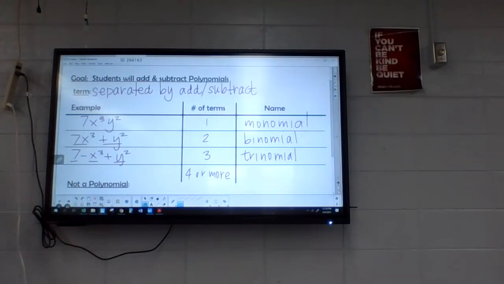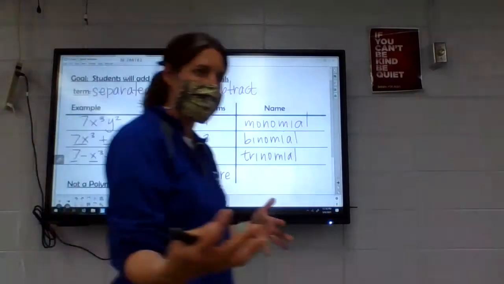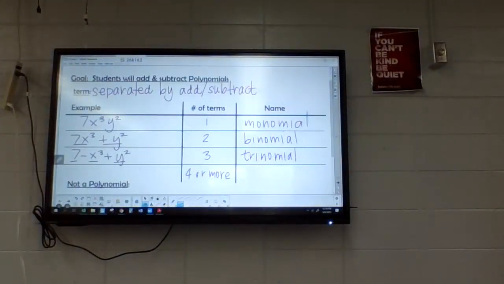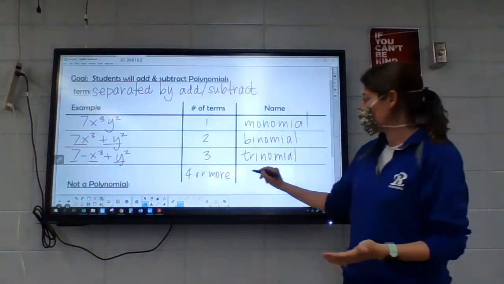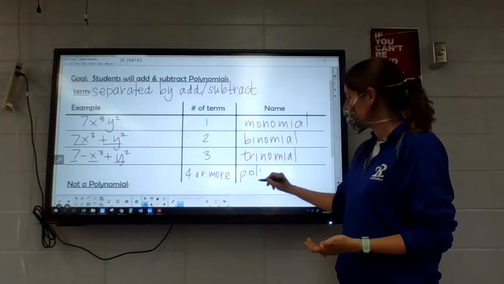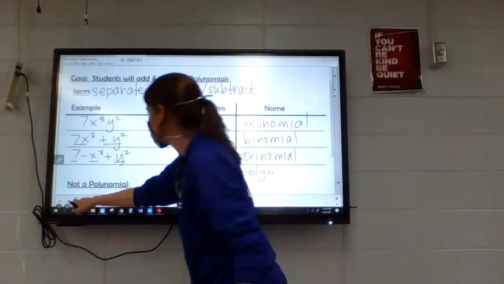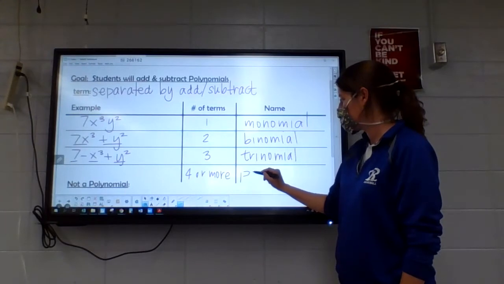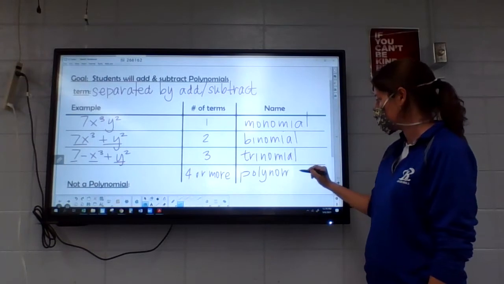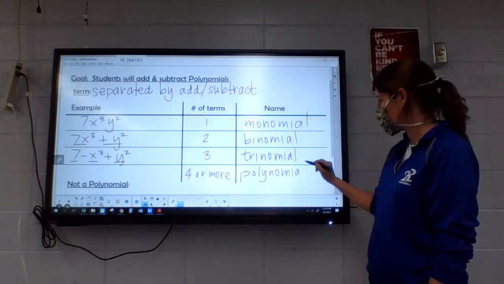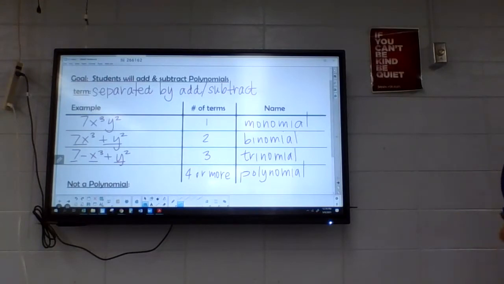Okay, so guys, this has three terms, 1, 2, 3, so it's considered a trinomial. Now, for four or more, they don't keep adding on a fancy name, so it's not like a quadrinomial or pentanomial. They just call it poly, which means many, so a polynomial. So polynomial is four or more.